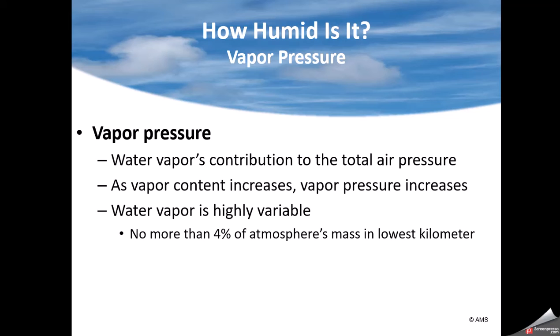Vapor pressure. We've talked about gases having pressure. Well, guess what? Water vapor has a pressure. That's vapor pressure, and its total contribution to the air pressure. As vapor pressure increases, there's more water in the air. The less vapor pressure, the less water in the air. But even in the most saturated atmosphere, it's pretty much less than 4% of the atmosphere's mass.